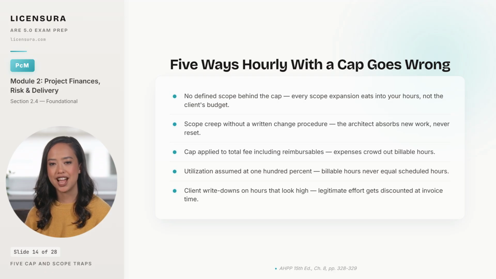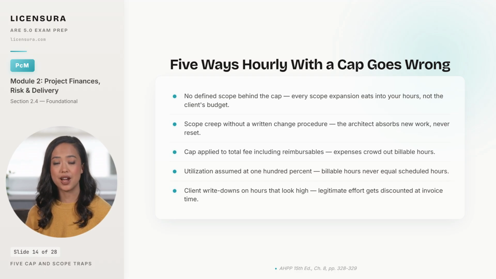Third, applying the cap to total fee, including reimbursables, crowds out billable hours because printing, mileage, and consultant pass-throughs eat the same number you intended to bill labor against. Fourth, assuming 100% utilization produces a cap that runs out early. Billable hours never equal scheduled hours, so the rate calculation must reflect that.